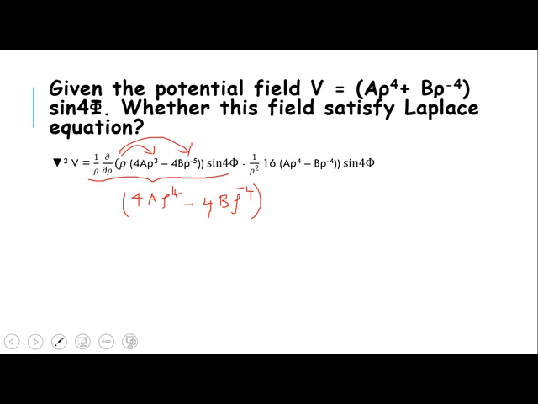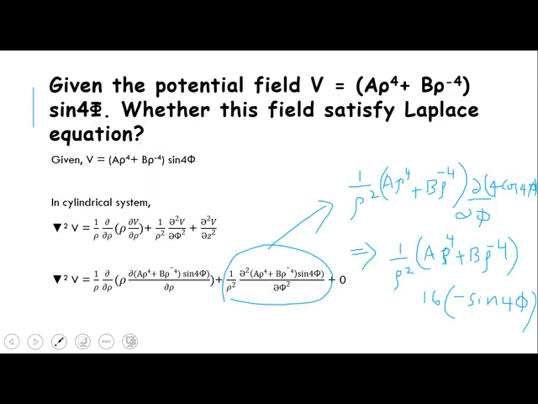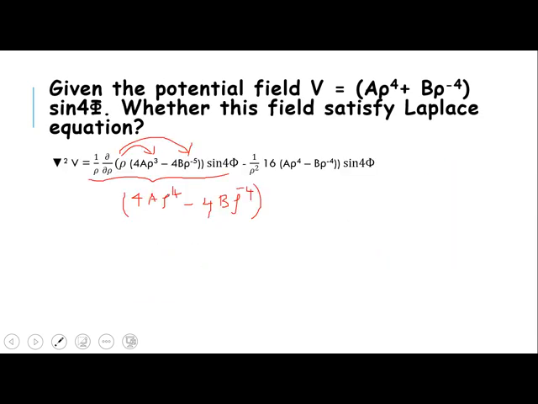I have partial differentiated once already. You might have seen it was rho into A rho power 4 plus B rho power minus 4, sine 4 phi. Once I differentiate this, I end up with this. I get 4A rho cube minus 4B rho power minus 5 after one differential. Now what I do next is multiply this rho inside. So I have 4A rho power 4 minus 4B rho power minus 4, and I have to again partial differentiate with respect to rho.